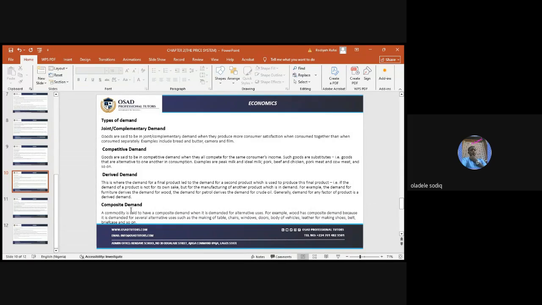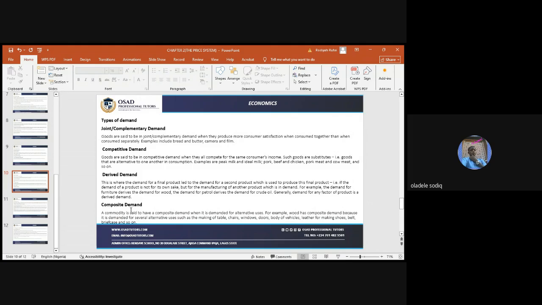Then the next one is composite demand. What is composite demand? A commodity is said to have a composite demand when it is demanded for alternative uses. For alternative uses means you are not buying it only because of what you want it to do. It's just similar to derived demand. That is, you are buying that good for another purpose.